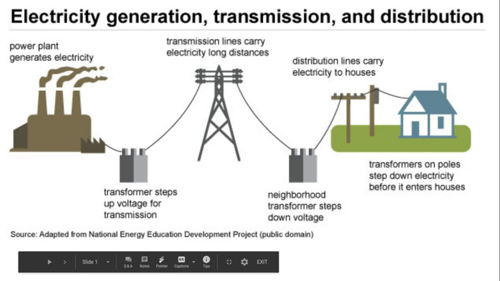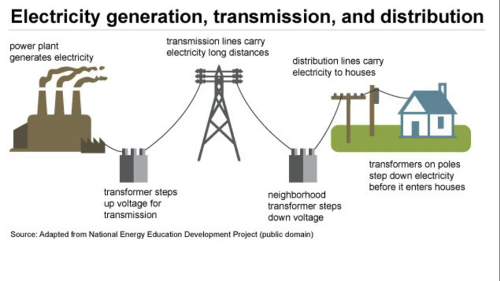Hi folks, this is Mr. Pinola, and today we're going to discuss a little bit about how electrical energy gets from a power plant to our house. On the screen right now, you see the path that electricity takes from when it is first generated to when it arrives at your home.